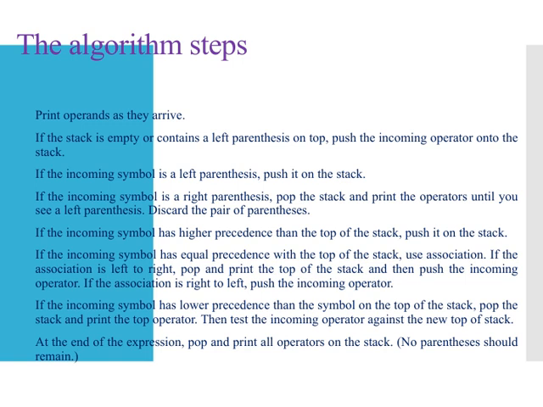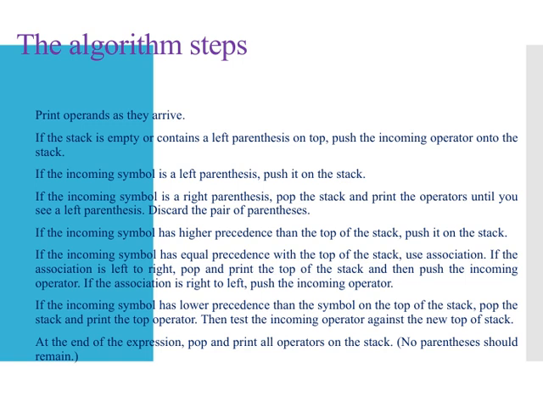In cases where the incoming symbol has equal precedence, we need to consider associativity. If the association is left to right, we pop and print the operator on top of the stack before pushing the new operator. If the association is right to left, we simply push the new operator without popping. This maintains the correct order of operations.